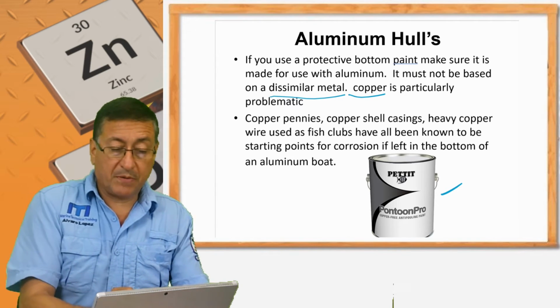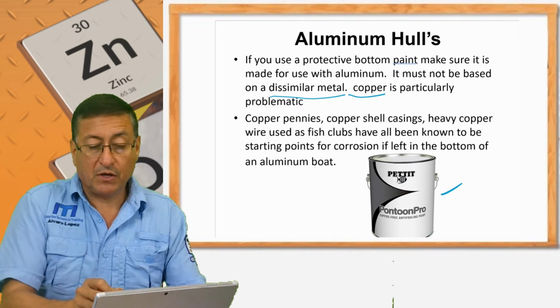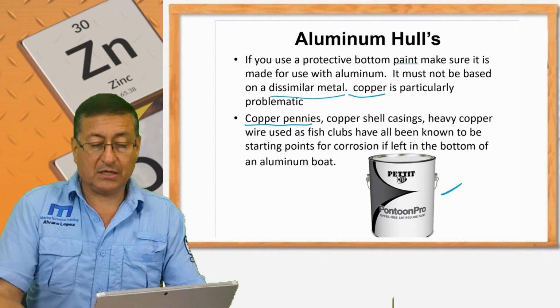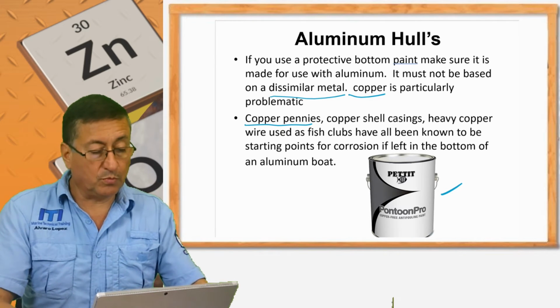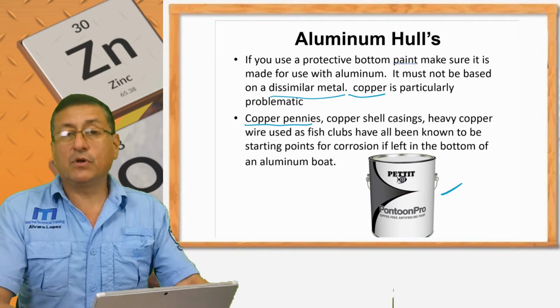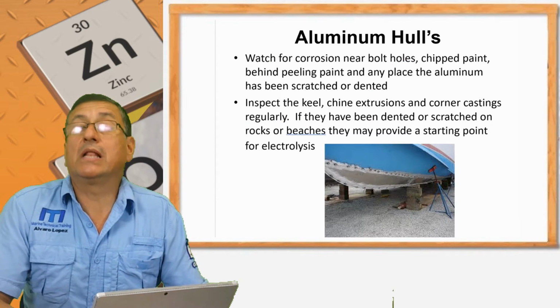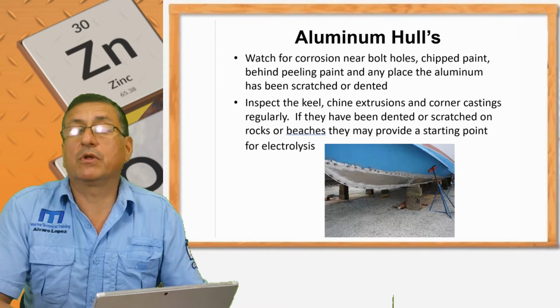Be careful with copper pennies, as I explained before, and with copper washers, because those pieces of metal in the bilge of your boat will destroy your boat. Be careful with the welding procedure when you repair aluminum hulls.